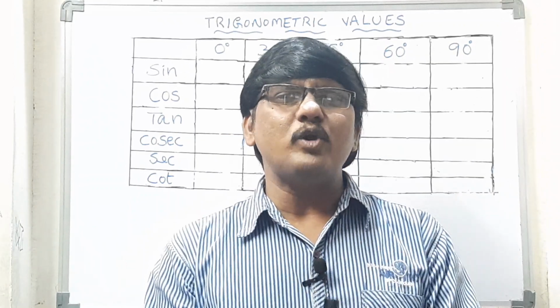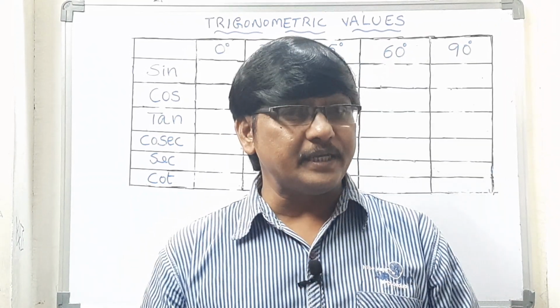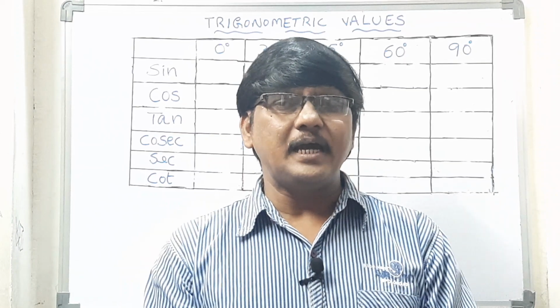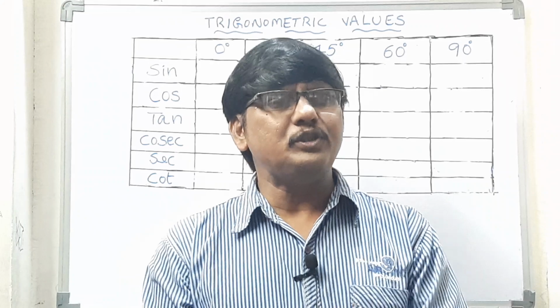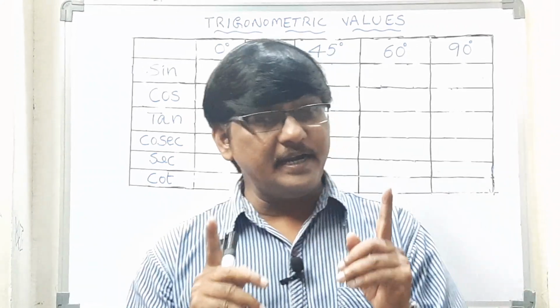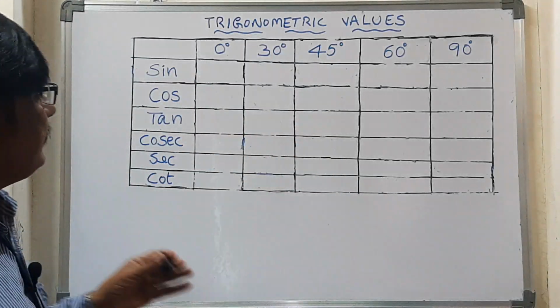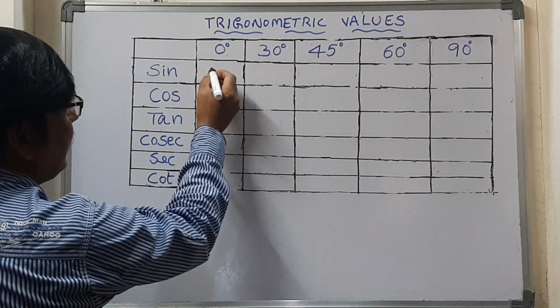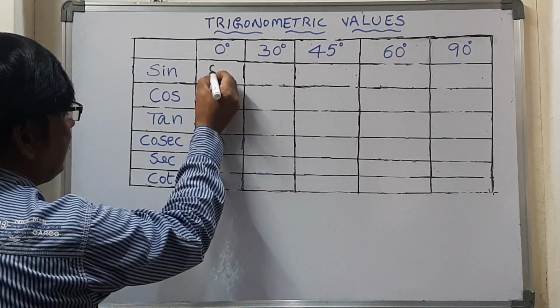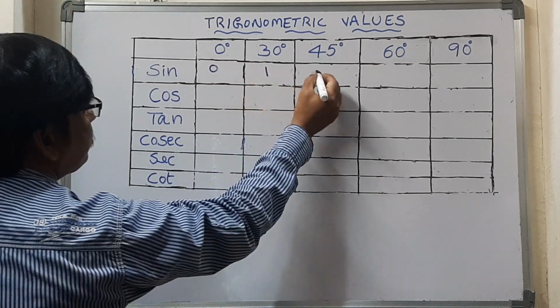So nothing to worry about, and no need of memorizing anything. Within a matter of 1 minute we are going to learn all the trigonometric values without any memorizing. Let's go for that. Now let us see, I have written the blank table here. First of all, let us start with 0 and 1.